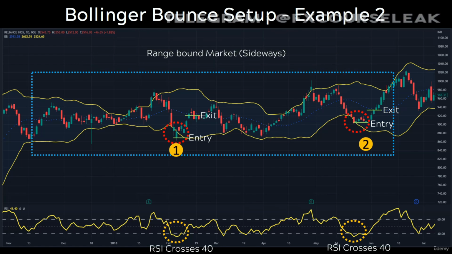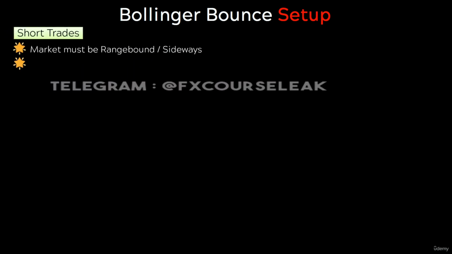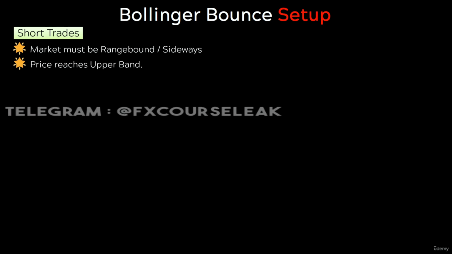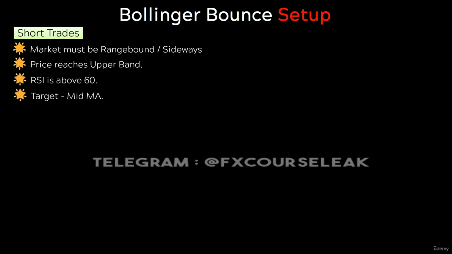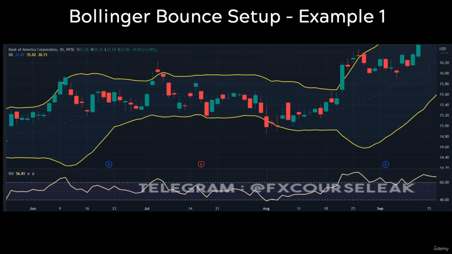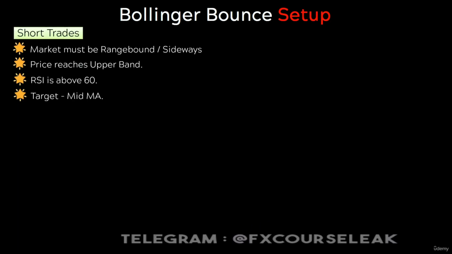Then next, let's see the rules for short trades. Now these are simply opposite of the long trade rules. So the first condition is that bands are stable or contracted, that is market is currently range bound or sideways. Then next we have to wait for price reaching upper band and also RSI is above 60. Then here also target is our mid moving average line.